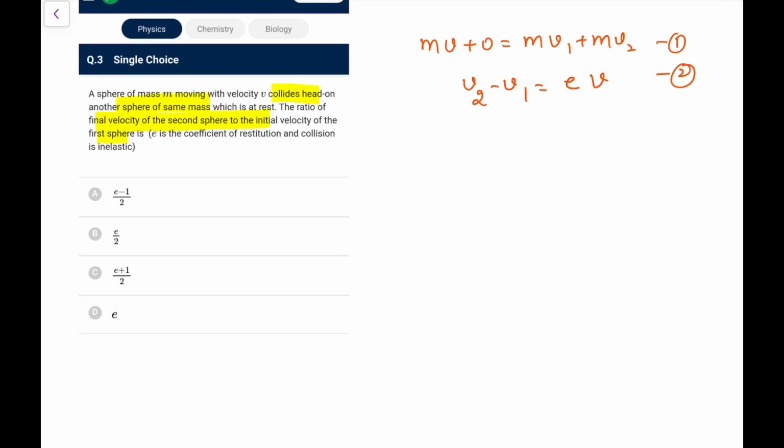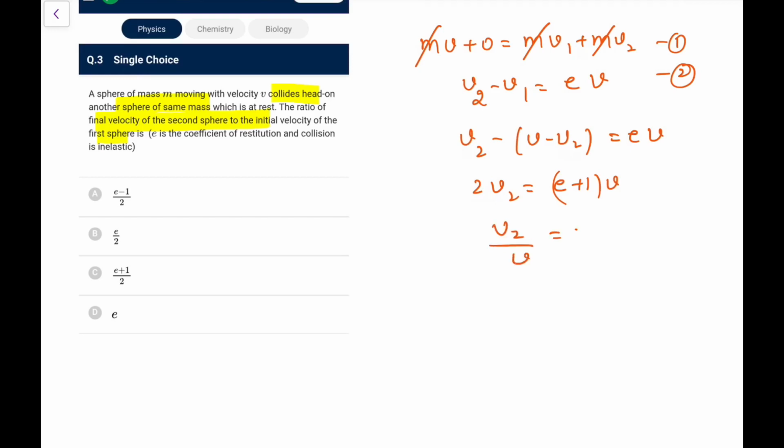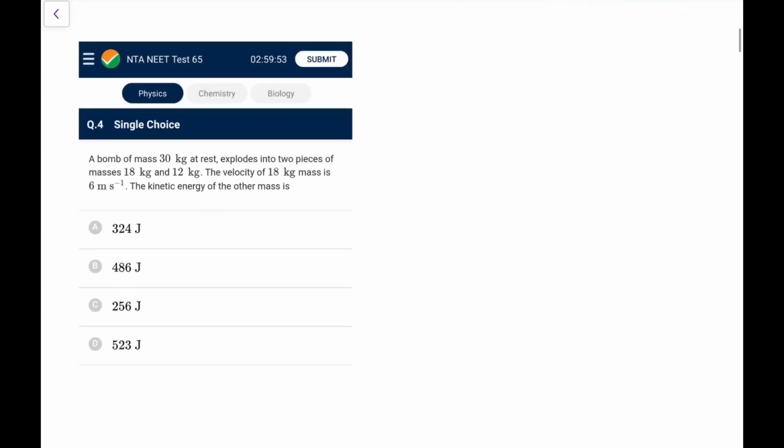Now we have to get the value of the final velocity of the second sphere to the initial velocity of the first sphere. So these m's cancel. We have to eliminate v1. So if I eliminate v1 from the above one, I can write it as v minus v2 is equal to e times v. So we will have 2v2 is equal to e plus 1 times v. So v2 upon v is equal to e plus 1 by 2. So we go for option C, just simply using these two equations.